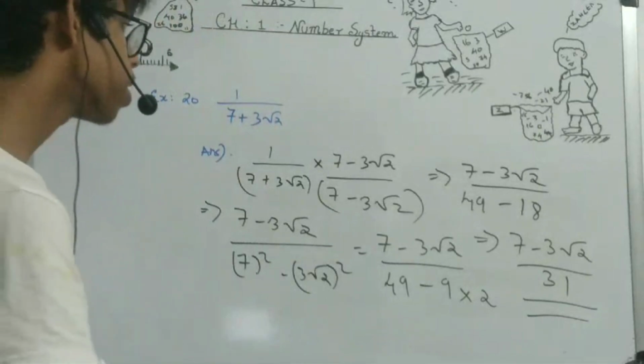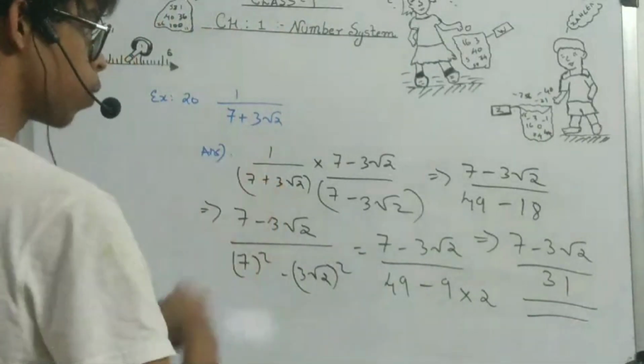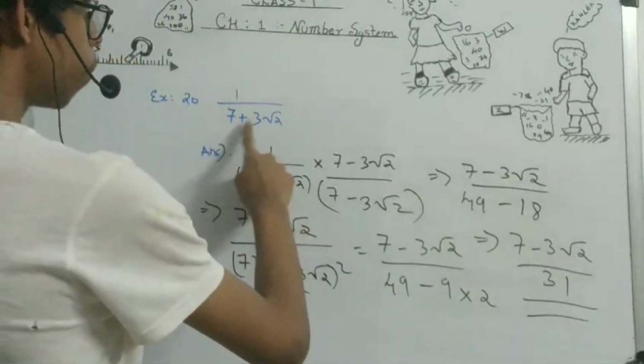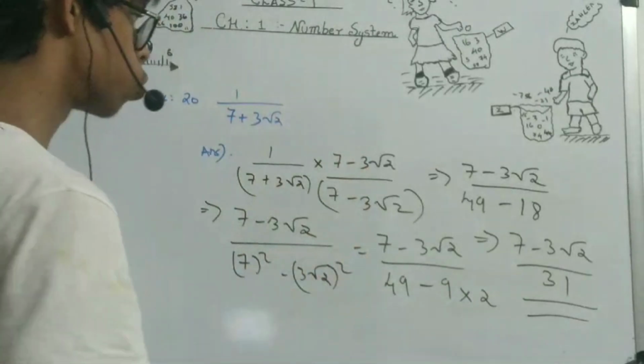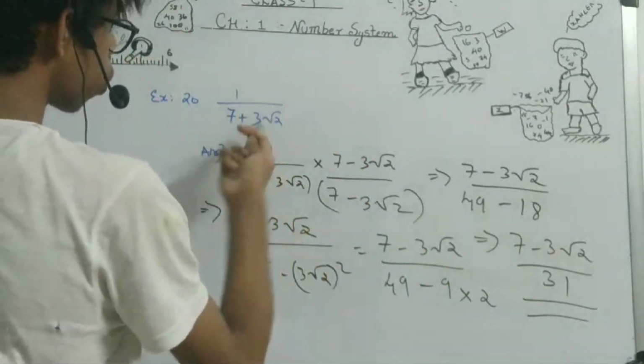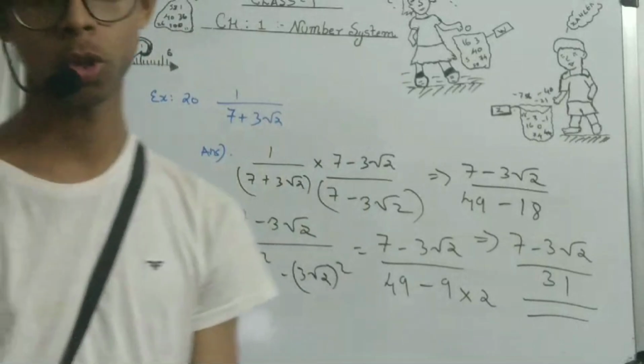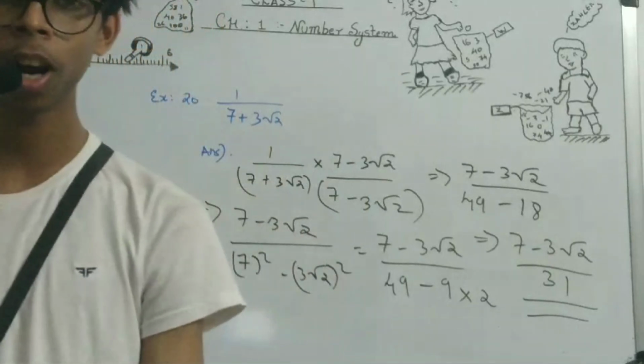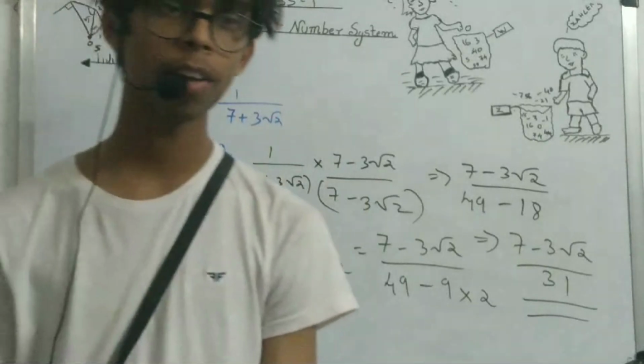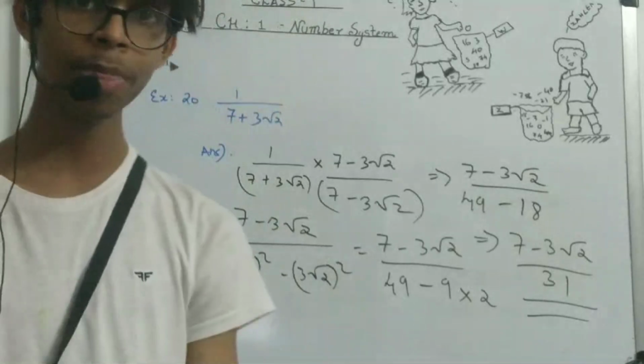So in these examples, whenever this type of questions are very important, where we multiply and divide with the conjugate. Okay, if there is a plus or a minus in the denominator, always multiply and divide it with the conjugate. Okay, so we have completed all our examples. I hope everything that we discussed is clear.